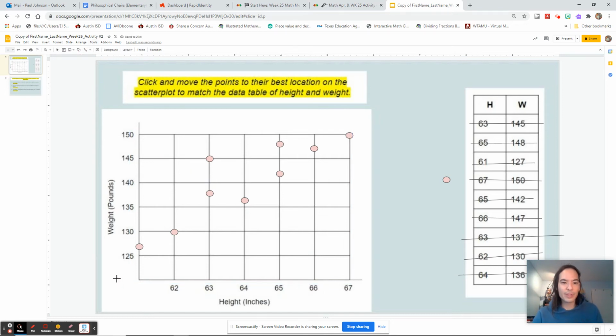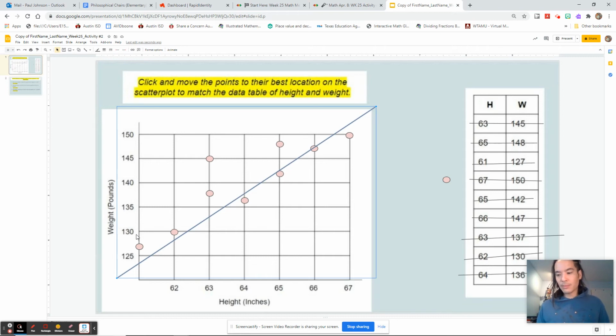So what we have is a positive correlation, because if I draw a line going from the bottom left to the top right, most of the dots are right around that line. They don't have to be exactly on there, but they do have to be close. So what we're looking at is a positive correlation. It looks like the taller you are, the more you weigh.